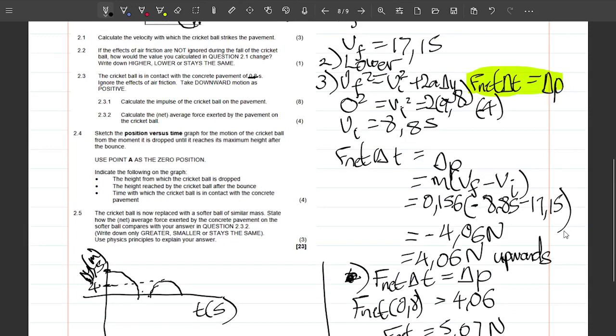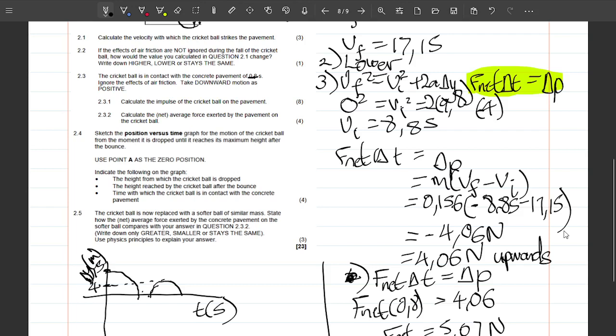They're saying the cricket ball is now replaced with a softer ball of a smaller mass. State how the net average force exerted by the concrete pavement on the softer ball compares to the answer we got in 2.3.2. Okay, so they use a much softer ball. Well, this force will be smaller. This will be very much smaller. What's the reason for that?